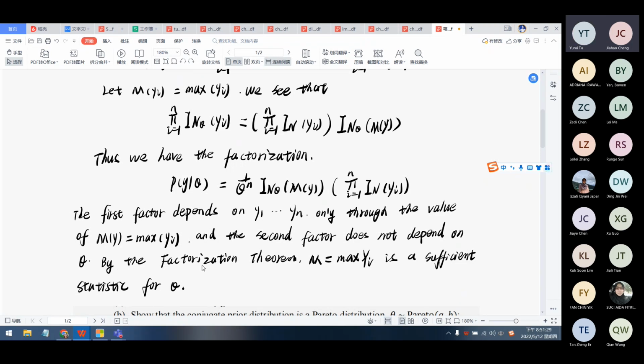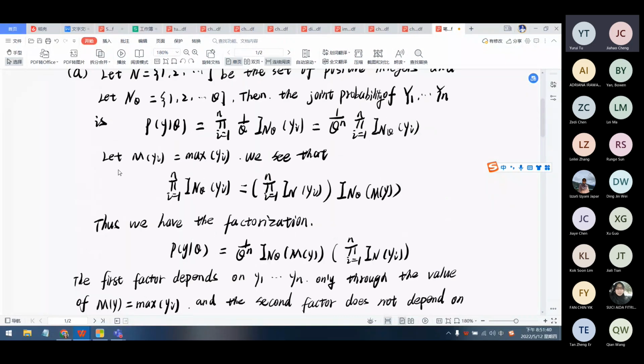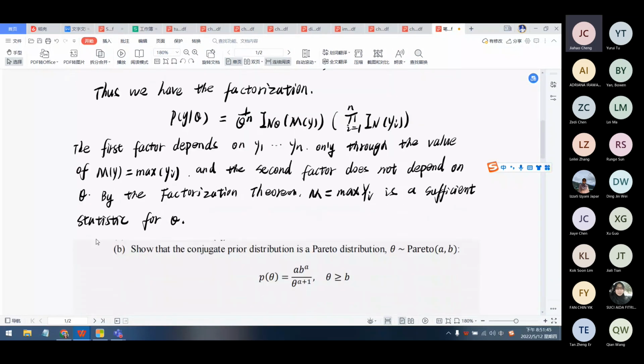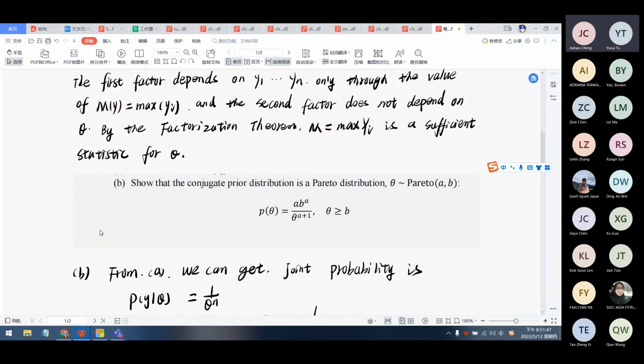By the factorization theorem, m equal max y is a sufficient statistic for theta. This is part A. This is my question B.